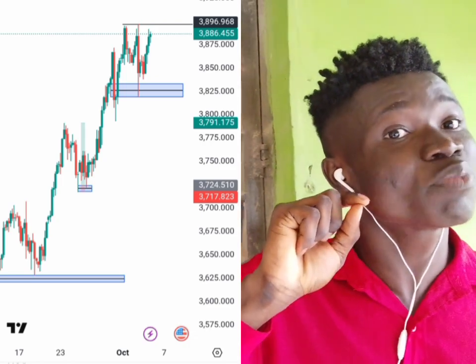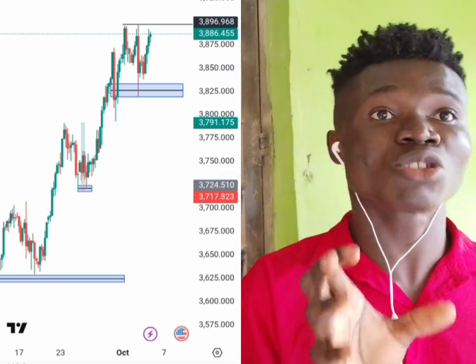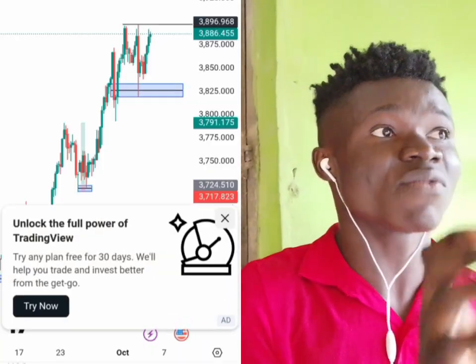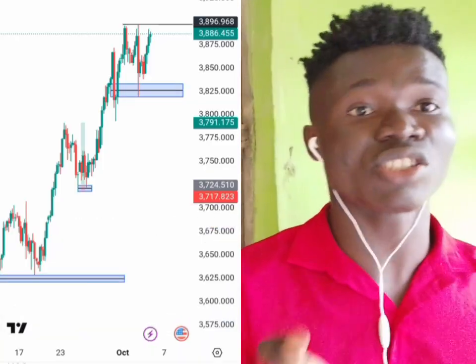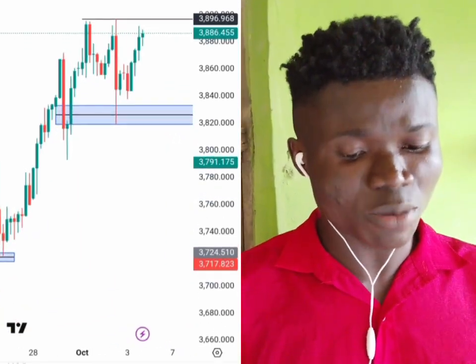Gold has been very, very bullish since earlier this year, and it's a safe haven. So it's always better for you to be buying gold than selling gold. It's a safe haven. That's where most investors put their money whenever the stock exchange is crashing. So gold has been buying for a long period of time.